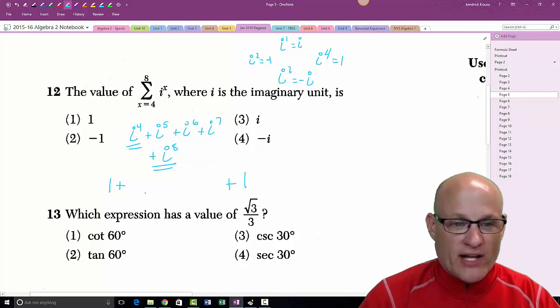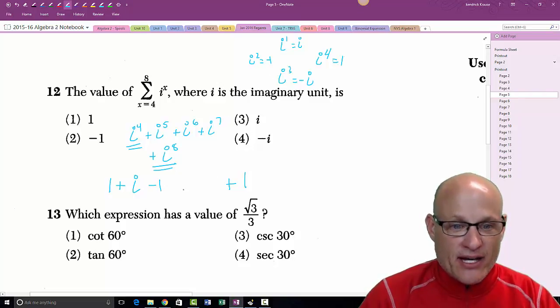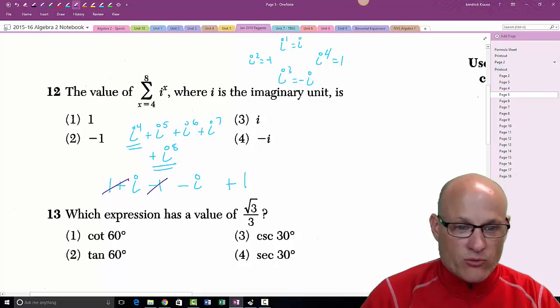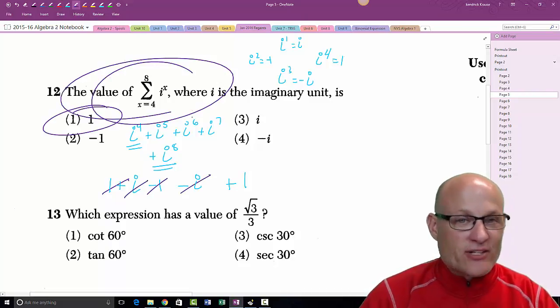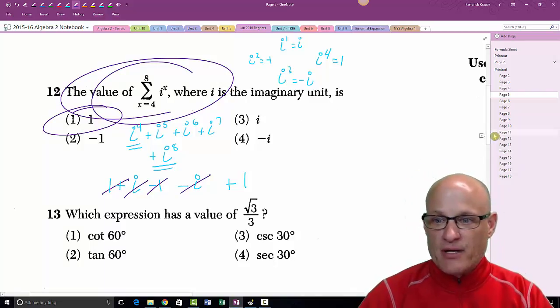Now, i to the 5th is just i. i to the 6th is negative 1. i to the 7th is negative i. And i to the 8th is 1. So I come through and I say, okay, 1, negative 1, i, negative i, ka-ching. Now, again, I could have just typed that in your calculator. Bam, it would have spit out 1 in no time.